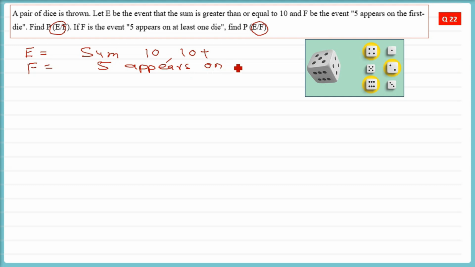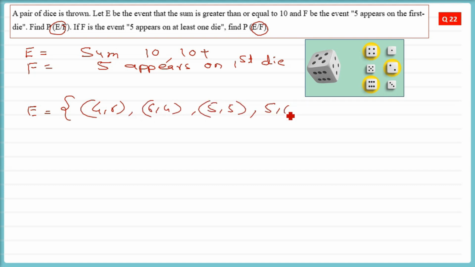Now making the first F, 5 appears on first die. So E will be what? Sum is 10 or higher. So what it can be? 4, 6 is 10. 6, 4 is 10. 5, 5 is also 10. 5, 6 and 6, 5, they both are 11. Then 6, 6. So if you see all these numbers, two numbers, if you add, it will be either 10 or higher.